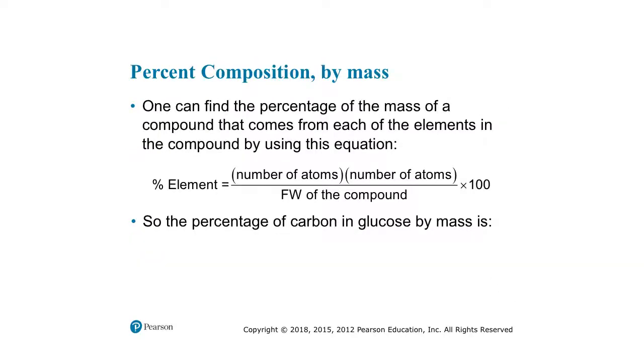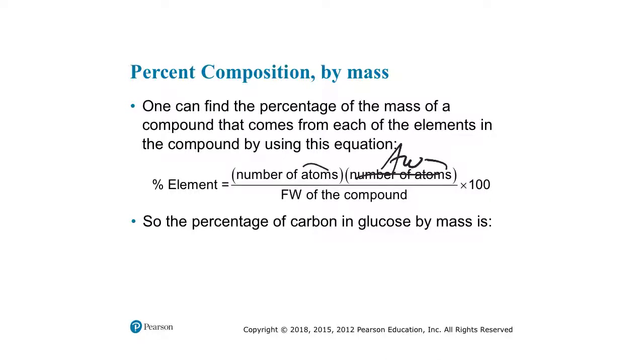We can define the percent composition of an element by taking the number of atoms in the formula times the atomic weight of the element, and then dividing by the formula weight of the compound.